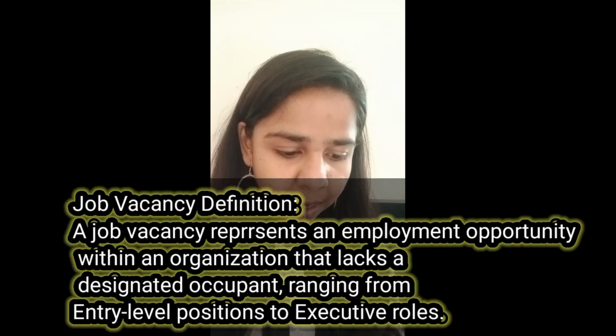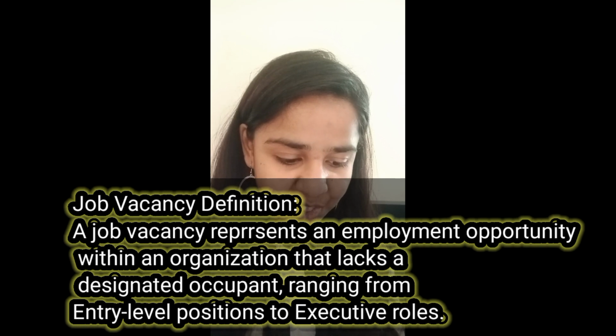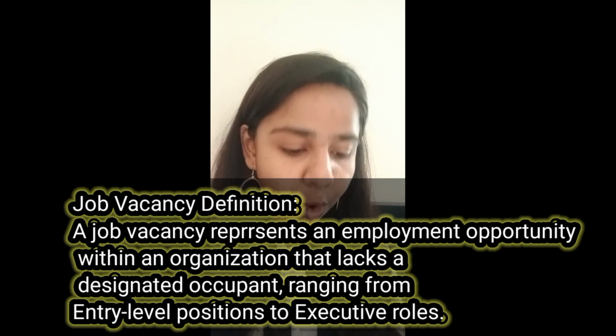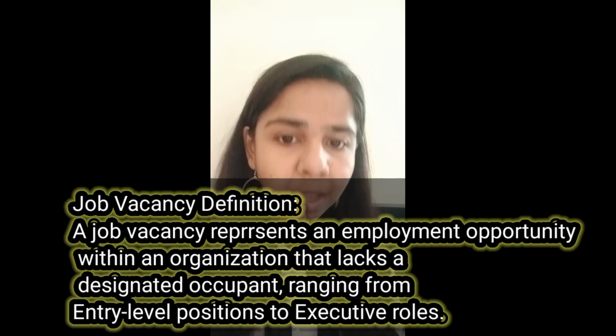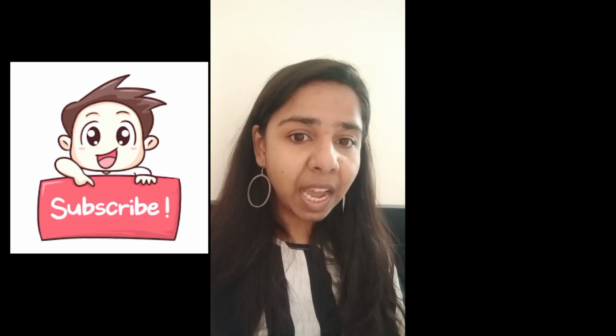I would like to read out the definition of job vacancy. A job vacancy represents an employment opportunity within an organization that lacks a designated occupant, ranging from entry level positions to executive roles. This definition means that when there is an open position in an organization, we need a person who has good skills that match the position, right? That could range from the entry level to the higher senior levels.